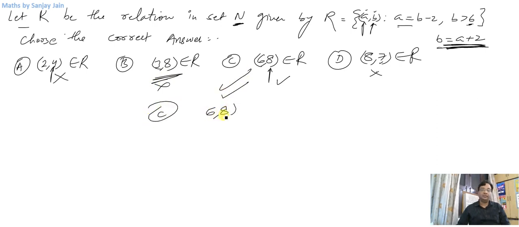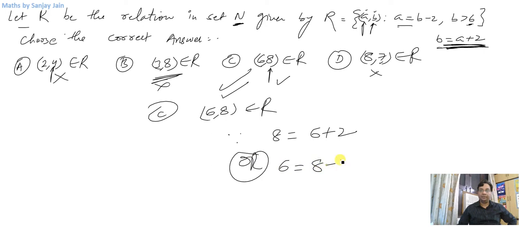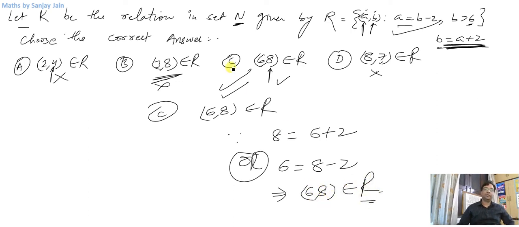6 8 will belong to R, because 8 is equal to 6 plus 2, or you can say 6 is equal to 8 minus 2. Hence 6 8 belong to R. So the correct option is option C.